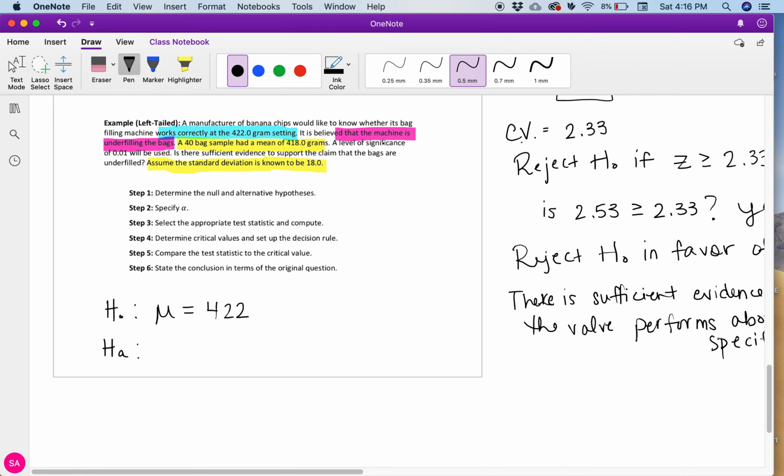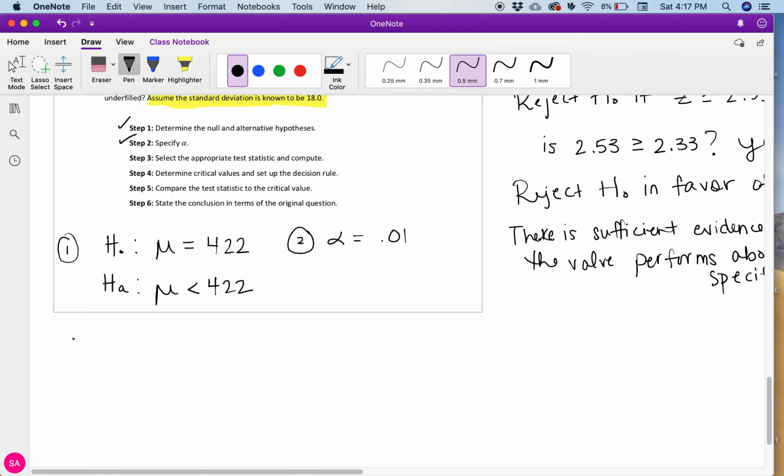But it's believed that the machine is underfilling bags, aka it's not working correctly. So underfilling, that means less than, right? So is the actual mean less than 422? So, step one, done. Hypotheses. Step two, specify the significance level. Once again, that's given to us in the problem, and it was 0.01.